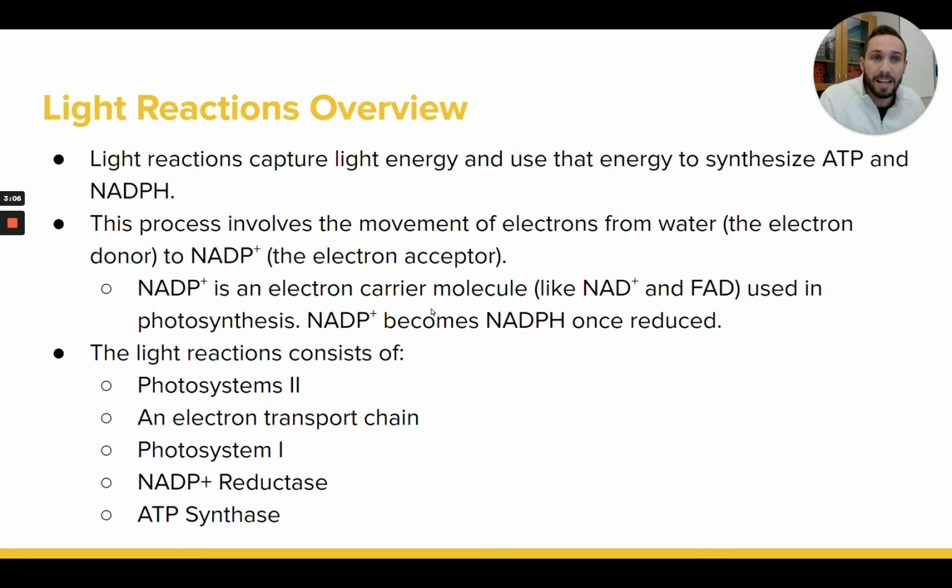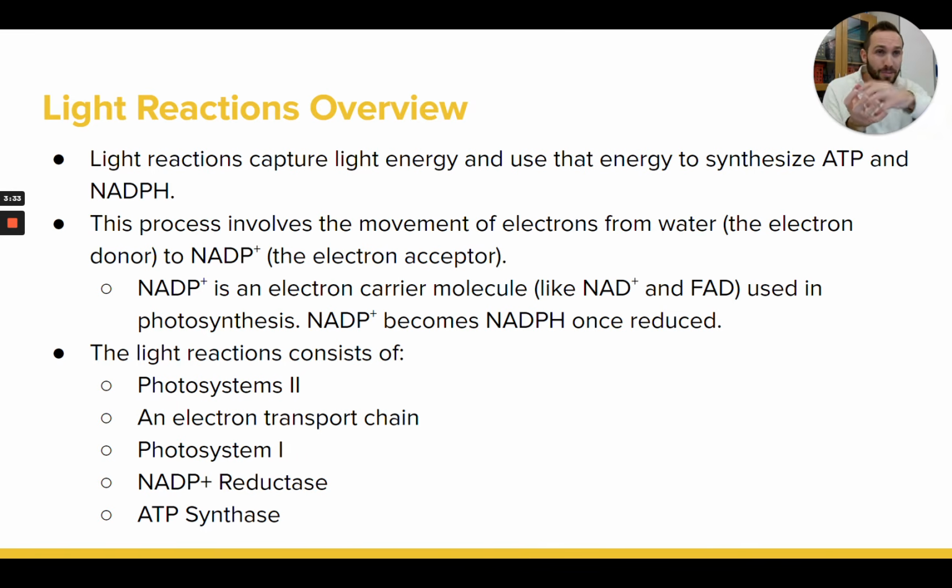And so here's an overview of what's going to happen in the light reactions. We're going to take energy from the light, and we're going to use that energy to make two things mainly. We're going to make ATP and some NADPH molecules. And so what's going to happen overall in this process is we're going to see a movement of electrons, and those electrons are going to start from water molecules. Water is going to be the electron donor. This is where the electrons will start.